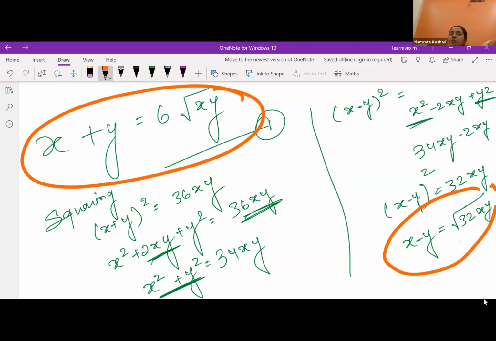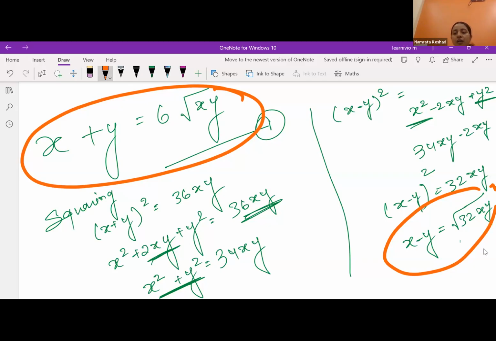If here 6 root xy is there, and there also the same 6 root xy is there, then we can subtract the two equations and the RHS will be 0. But that is also not happening. If you subtract 1 minus 2, the RHS will not be 0. Getting it? Yes, ma'am. So we are not getting any idea what to do after this.